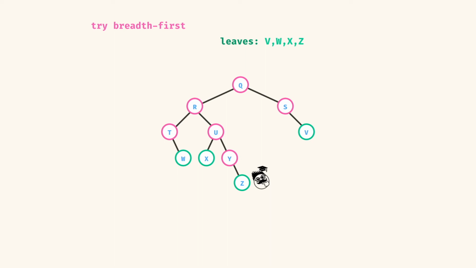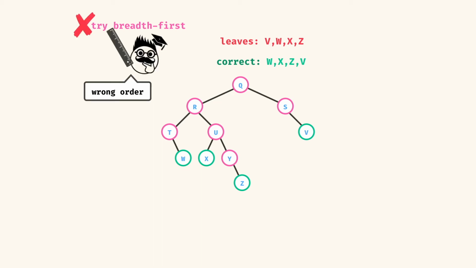However, if I look at the leaves I ended up with, I don't have them really in the correct order, right? I should get W, X, Z, V. Looks like we visited V way too early, which kind of makes sense because in the case of a breadth first traversal, we're going to visit an entire level at a time. And so I'm going to visit V before the other leaves because V is higher up in the tree, right? It has a lower level. And so breadth first won't be the way to solve this one, I believe, right? It's going to give us the wrong order.